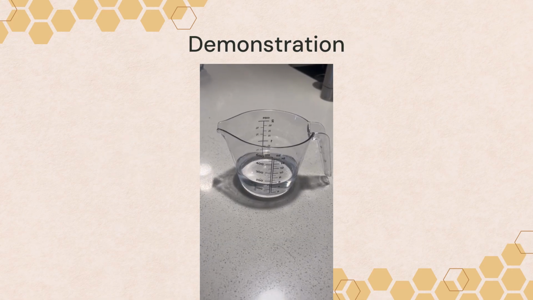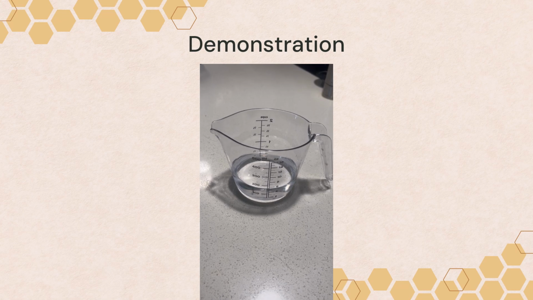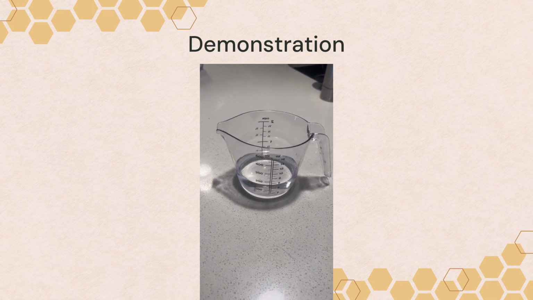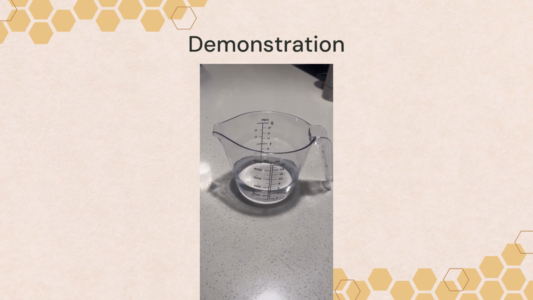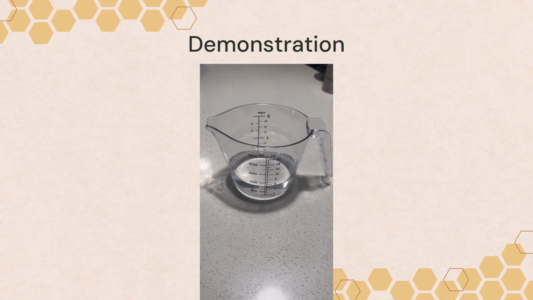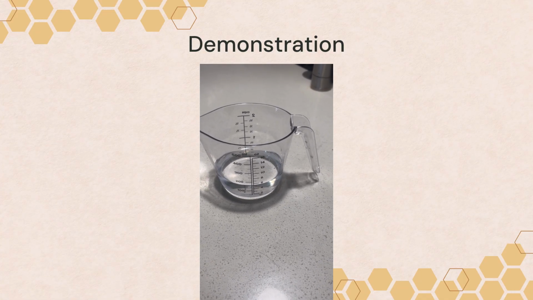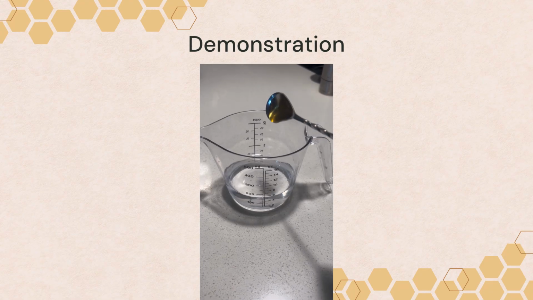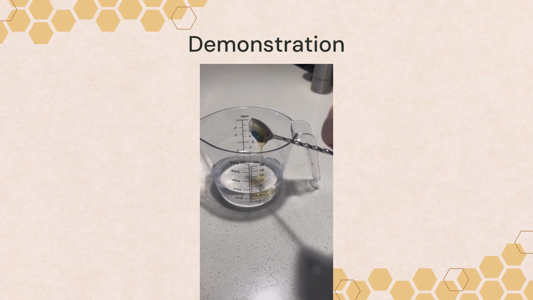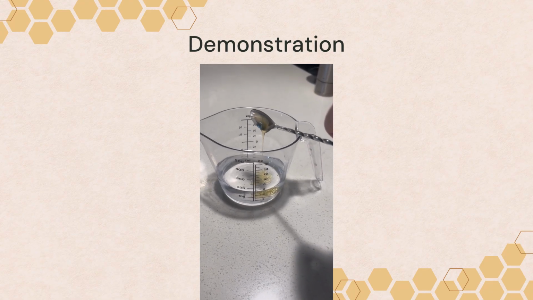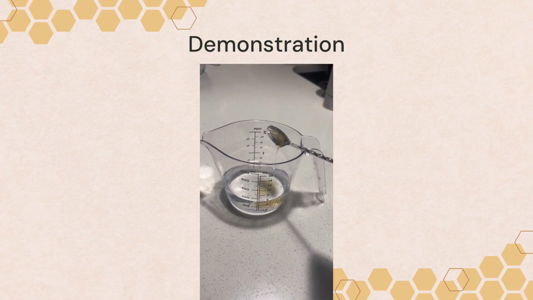To set up the experiment, I filled a transparent glass with 150 milliliters of water. Then I let the water settle to avoid initial turbulence. Then I gently introduced the honey at the top of the surface using a teaspoon, recording the descent using my smartphone.